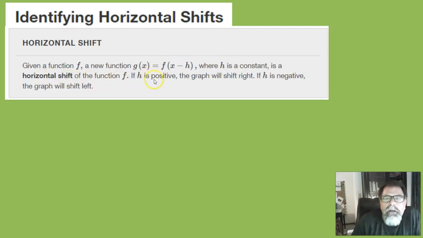Now if h is positive, the graph will shift right. If h is negative, the graph will shift left. But notice we have a minus sign here. So if it's x minus 3, h is positive 3 because you got to write it as a subtraction. So that's kind of confusing. So I just say, okay, it's going to be the opposite of this. So if it's minus 3, you go plus 3. If it's plus 3, you go minus 3, right?